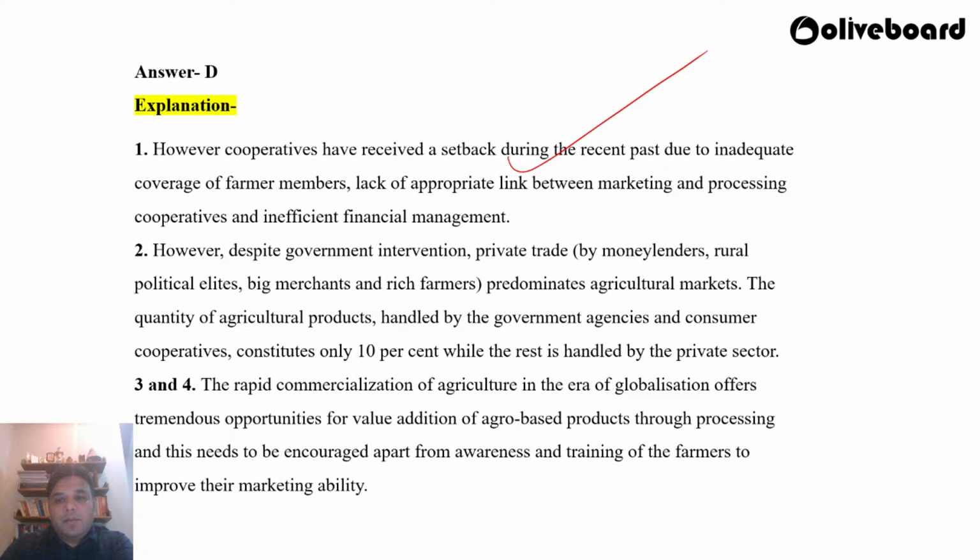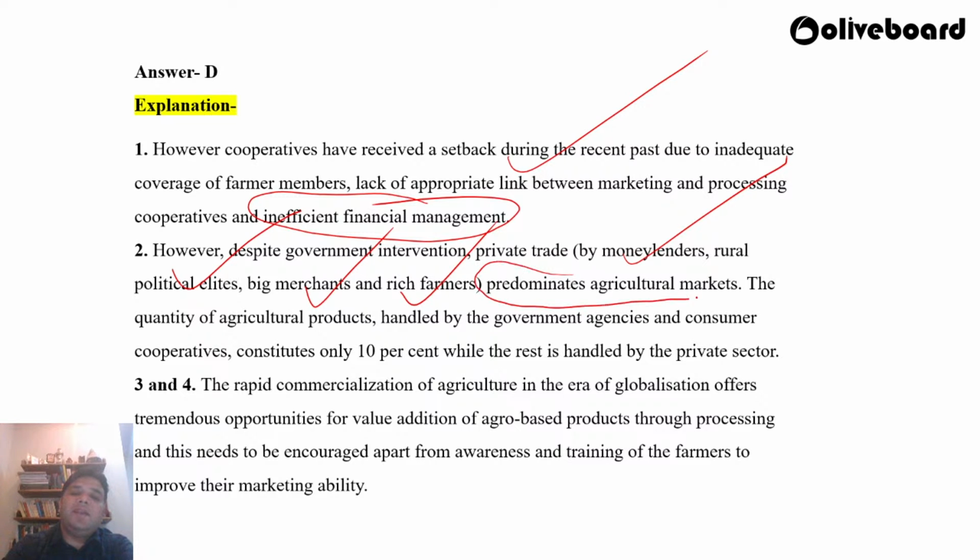Lack of appropriate link between marketing and processing cooperatives and inefficient financial management. Okay. Despite government intervention, private trade मतलब कौन लोग इसमें included? Money lenders, rural political elites, big merchants and rich farmers. These are the ones which dot the landscape of agricultural markets in India. And the quantity of agricultural products handled by the government agencies and the consumer cooperatives constitute only 10%, while the rest is handled by private sector.